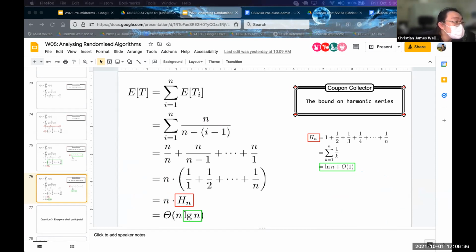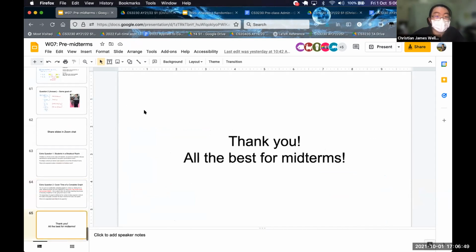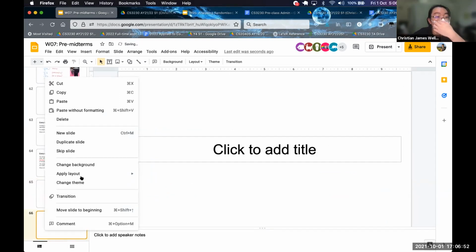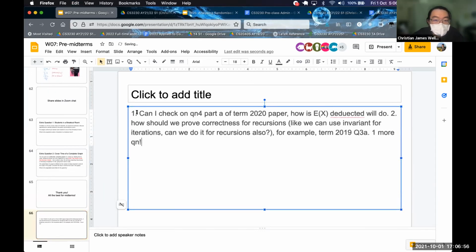Okay, let me see. I received a question, how should I do this? Let me create a slide for this. The first question I received is question 4, part A of the term 2020 paper. How is EX deduced? And how should we prove correctness for recursion?